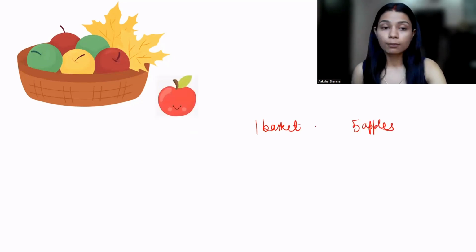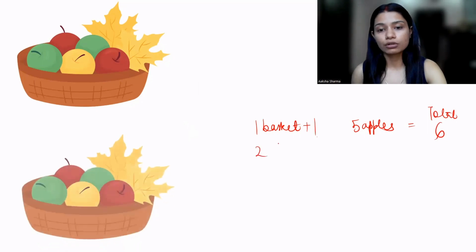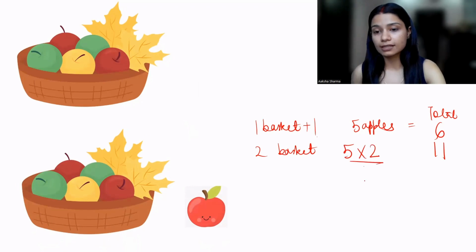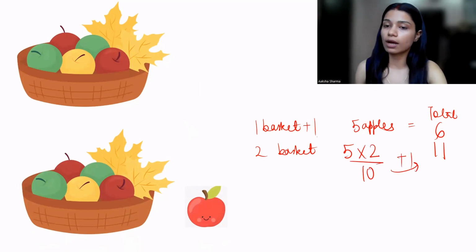When she is putting those apples into groups of 5, what can be the number of apples? So in one basket, there will be 5 apples. But we are told that one extra apple is left out. That means there will be in total 6 apples. If I talk about 2 baskets, then total apples are going to be 11. That means 5 times 2, that is 10 plus 1 extra apple.